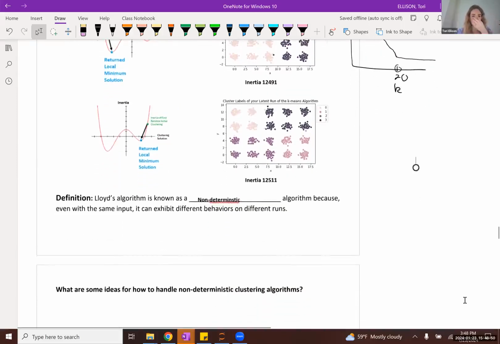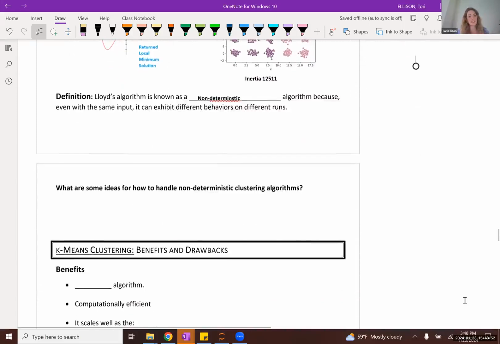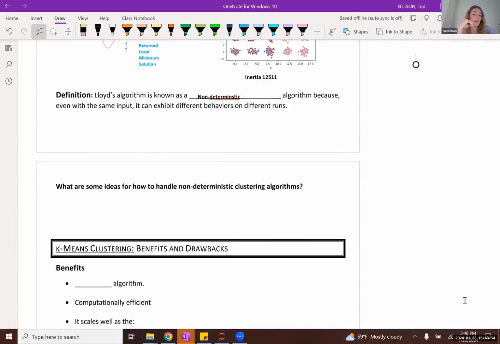Okay, so that's something that you would want to keep in mind. And so now, given that you might know that a particular algorithm that you're using is non-deterministic, what are some potential ideas for how you would go about handling the non-deterministic nature of a clustering algorithm?